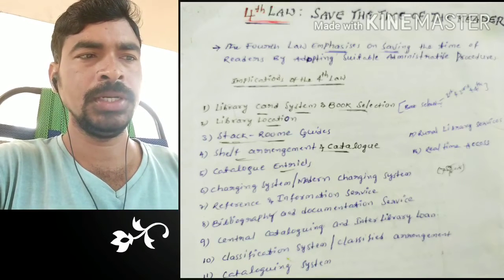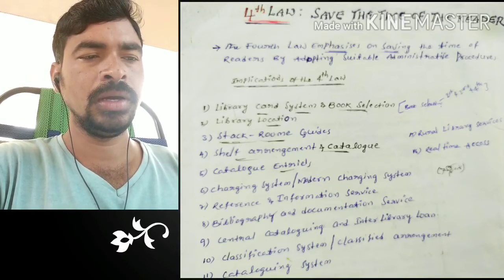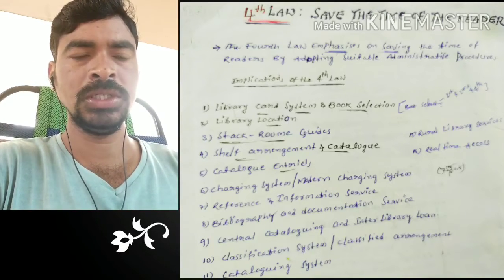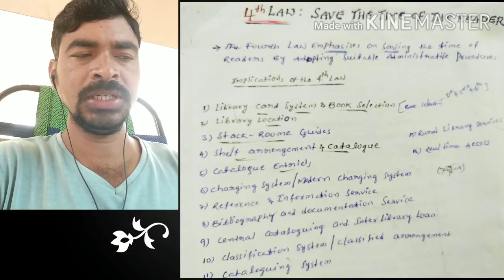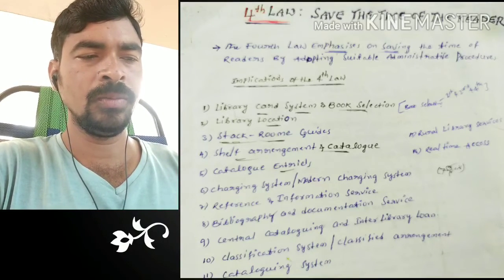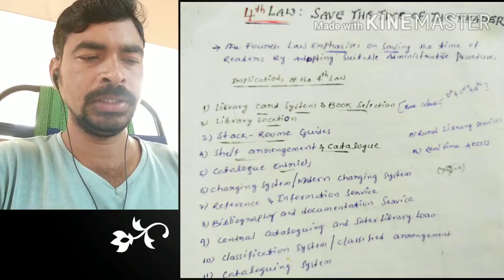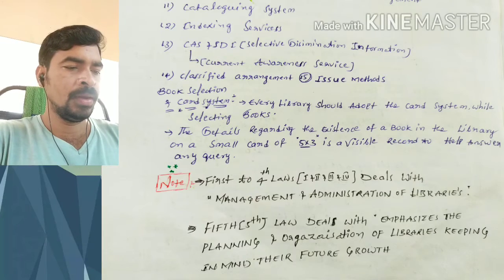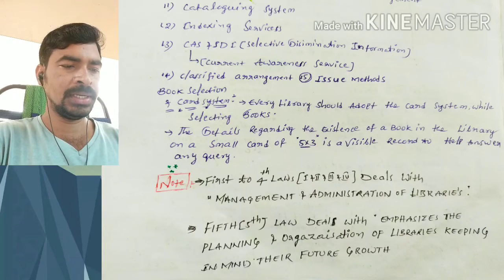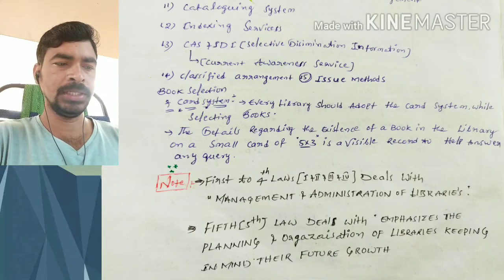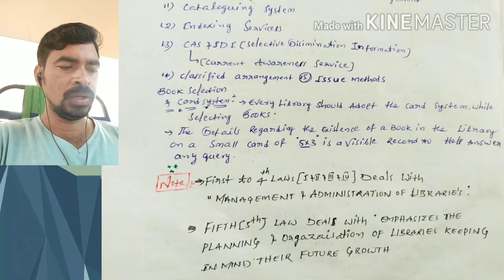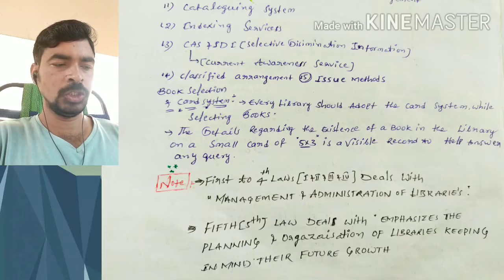Library card system and book selection, library location, stock room guides, shelf arrangement and catalog entries, charging system and modern charging system, reference and information services, bibliography and documentation services, central cataloging and interlibrary loan, classification system and classified arrangement, cataloging system, index services, CAS and SDI. SDI abbreviation is selective dissemination of information, CAS abbreviation is current awareness services. 14th one, classified arrangement. 15th one, issues method.